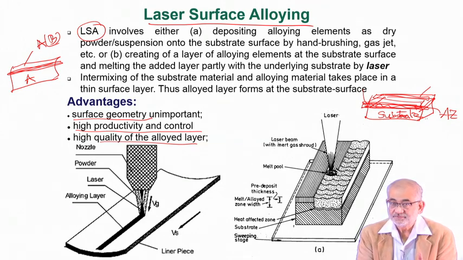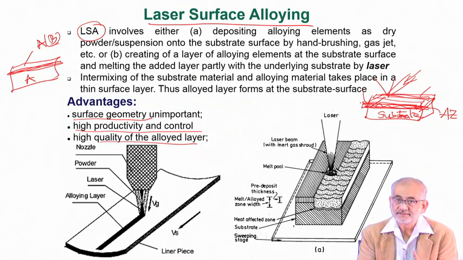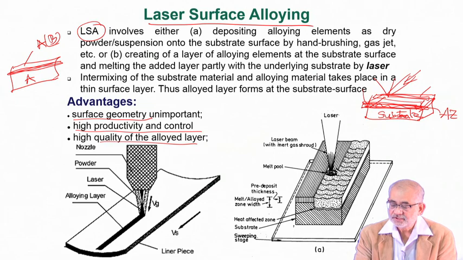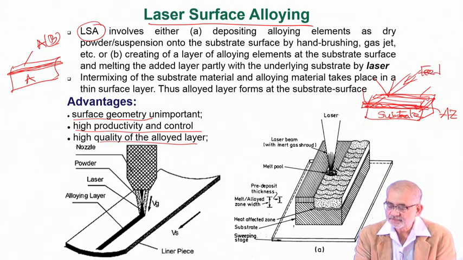So either with pre-placed powder, or we can create a situation where this is the laser beam and I can also feed through a powder hopper some powder mix beforehand. It can be a powder mix, it can be a wire, it can be a tape, or it can be simply a compacted feed. So whatever it is, this is how we feed the elements or compounds that we want to alloy, and this is the laser beam.